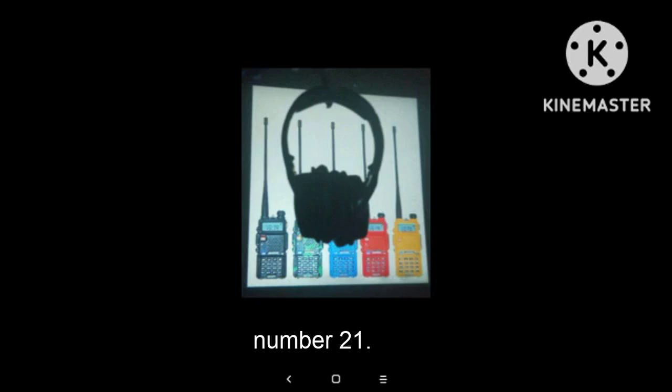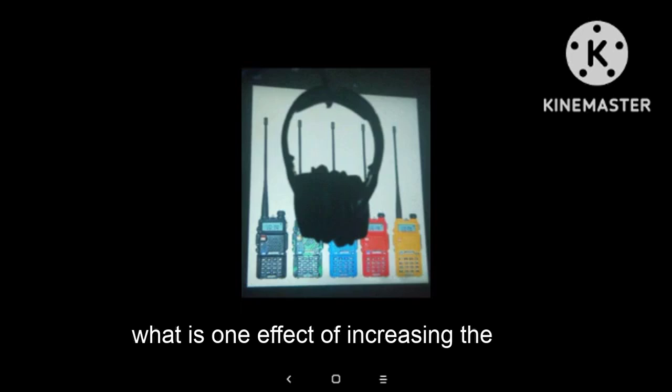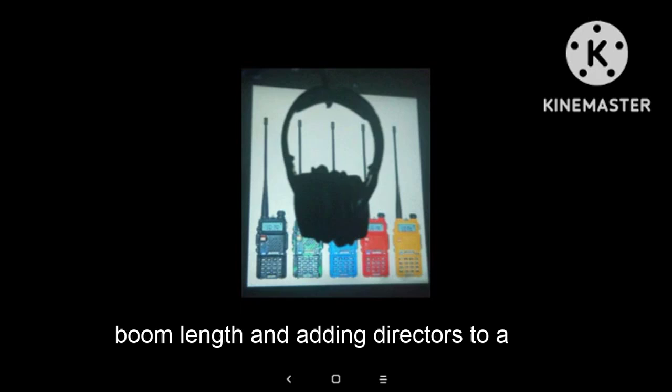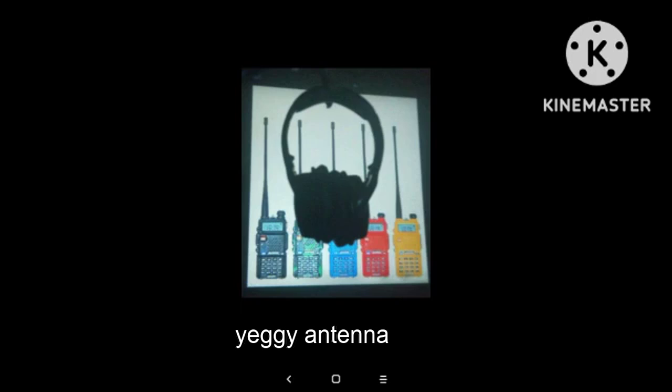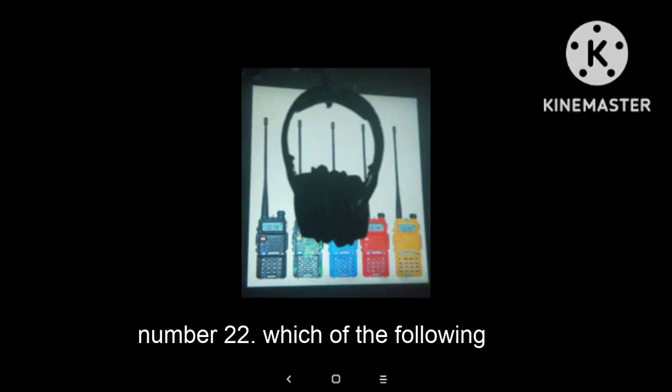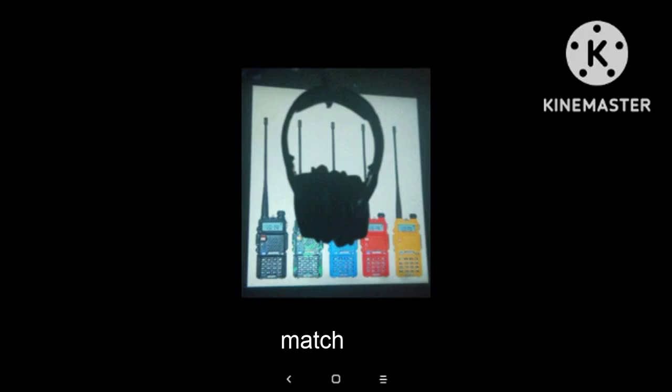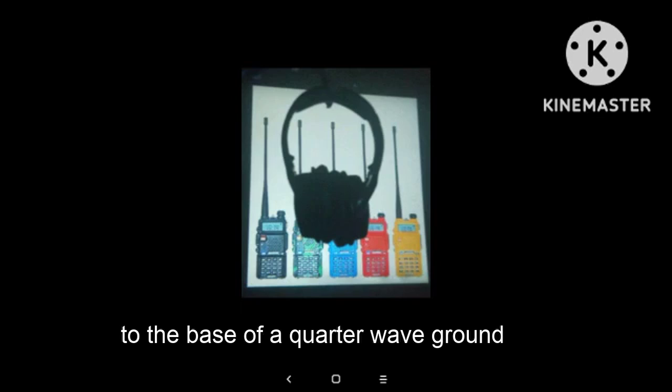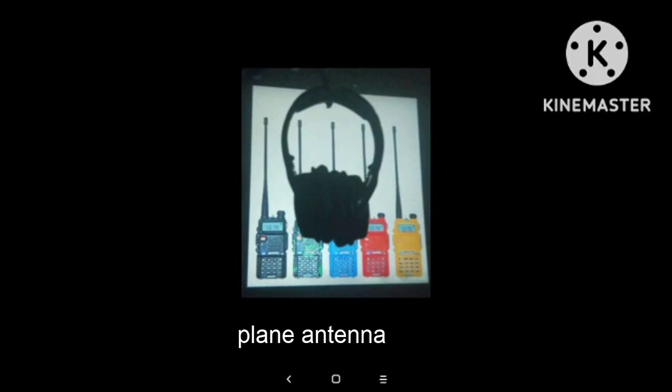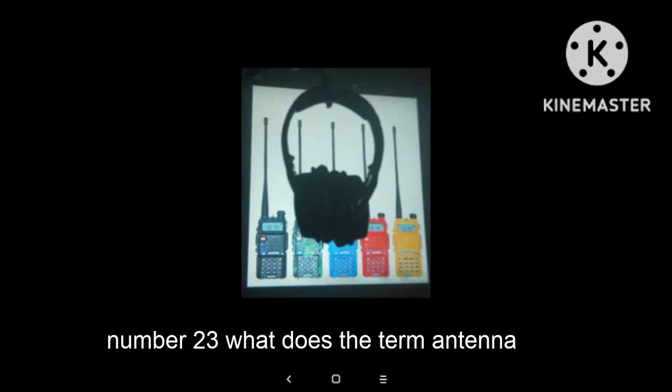Number 21. What is one effect of increasing the boom length and adding directors to a Yagi antenna? Gain increases. Number 22. Which of the following transmission lines will give the best match to the base of a 1/4 wave ground plane antenna? 50 ohms coax cable.